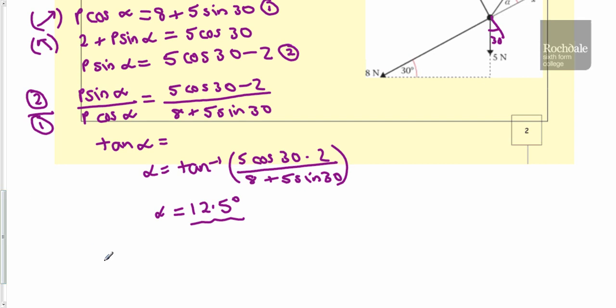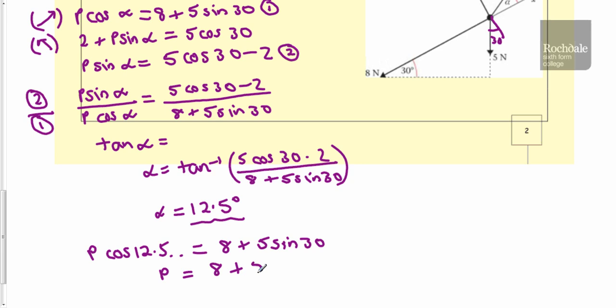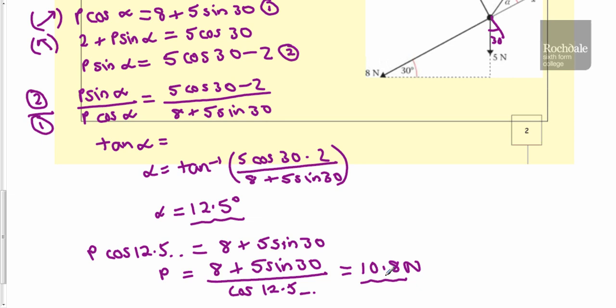If I choose equation 1, we've got P cos of 12.5, keeping the full value, equals 8 plus 5 sine 30. And so by dividing by cos 12.5, we get P is 8 plus 5 sine 30 divided by cos of the full value 12.5. If you type all of that into your calculator, I think it works out to be 10.8 newtons, because P is a force, so that would be measured in newtons.